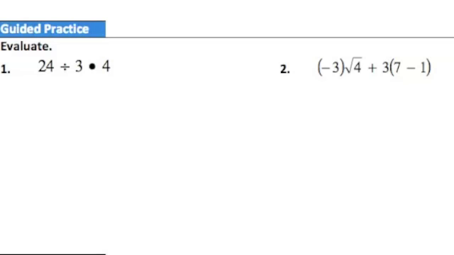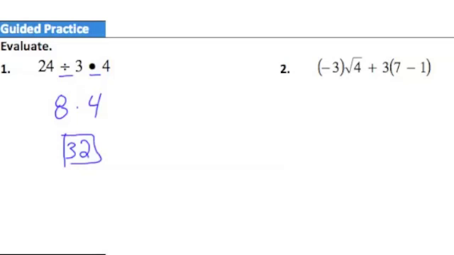Question 1, we're asked to evaluate this expression using the order of operations. And so notice I have division and multiplication. So I want to do the division first since it comes first. So I would do 24 divided by 3. 24 divided by 3 gives me 8. Rewrite the problem. And now I'm going to take 8 times 4, which will give me 32.